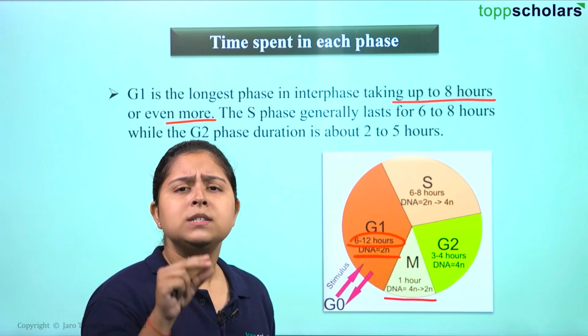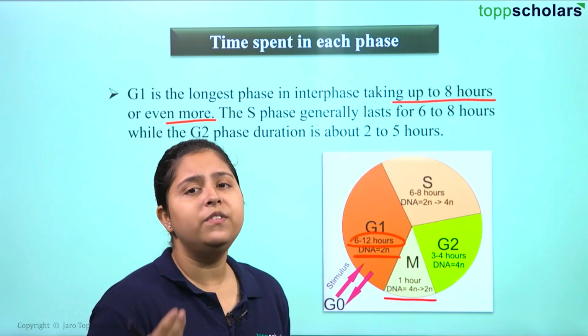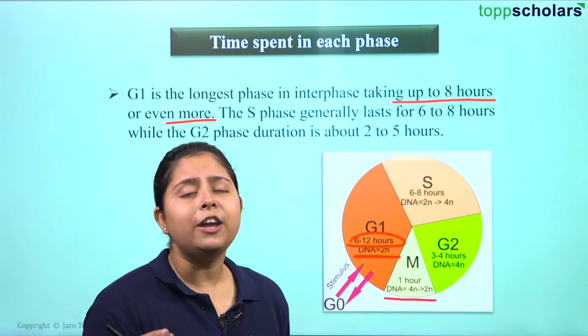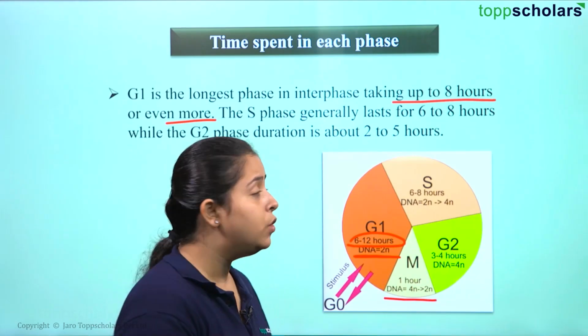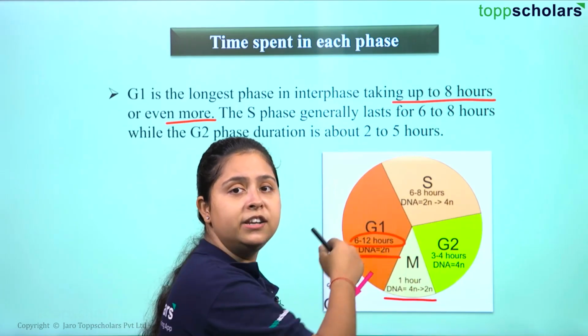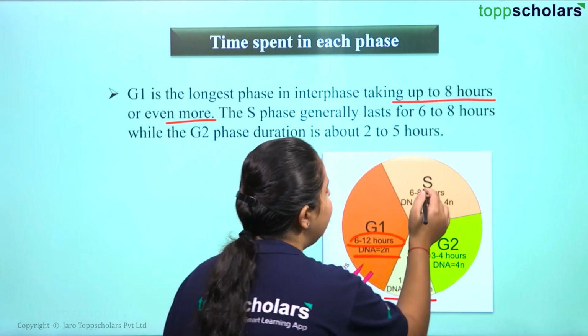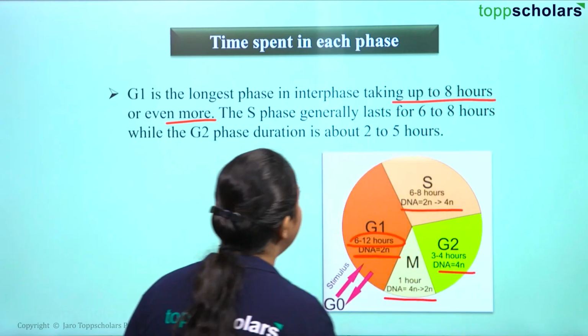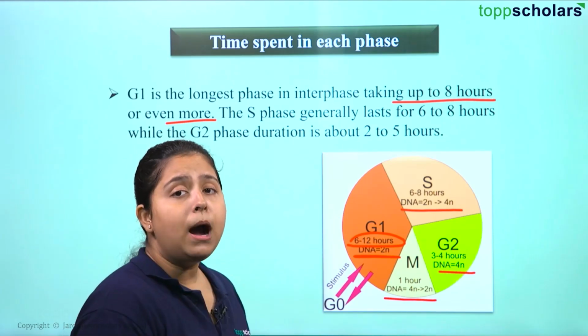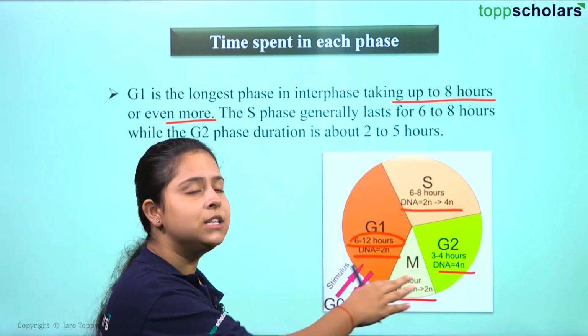A cell spends a minimum amount of time in division. It spends 95% of its time in interphase only, and in that also, most of the time is spent in G1 phase. In S phase, we have 6 to 8 hours, and in G2 phase, we have 3 to 4 hours. So this is the amount of time spent in each phase.